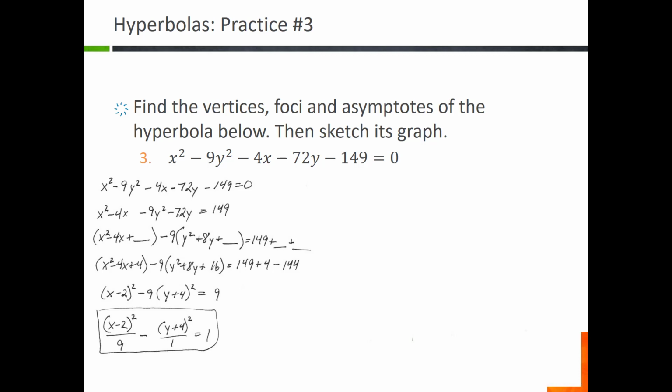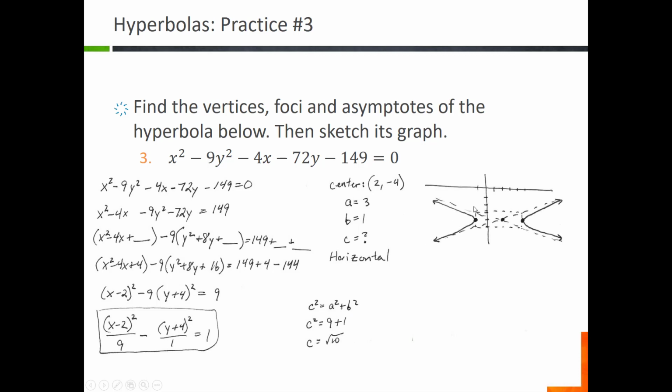From that, we should be able to identify the center, which is at 2, -4. We should realize that A is 3, B is 1, and C we don't know yet. Because it's the x squared minus the y squared, I should know that this is a horizontal hyperbola. We then need to find C, so we just use our equation again: C squared equals A squared plus B squared, and we get the square root of 10.